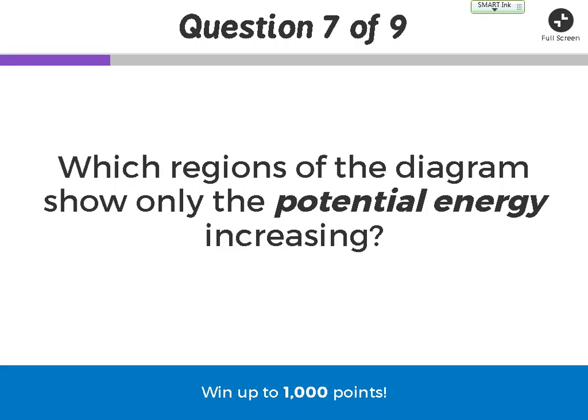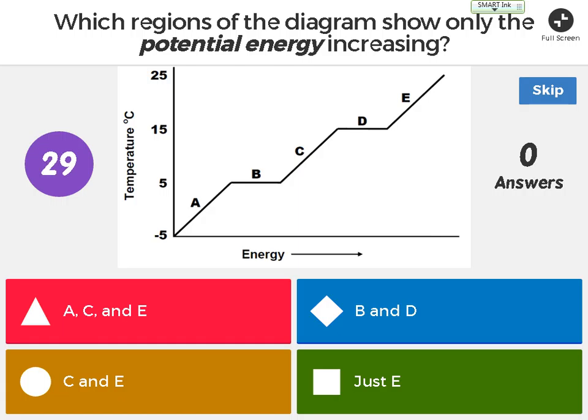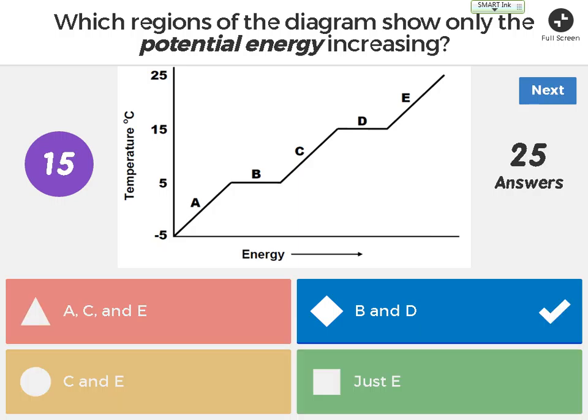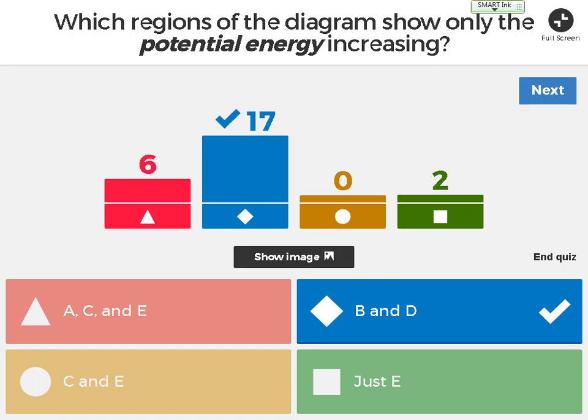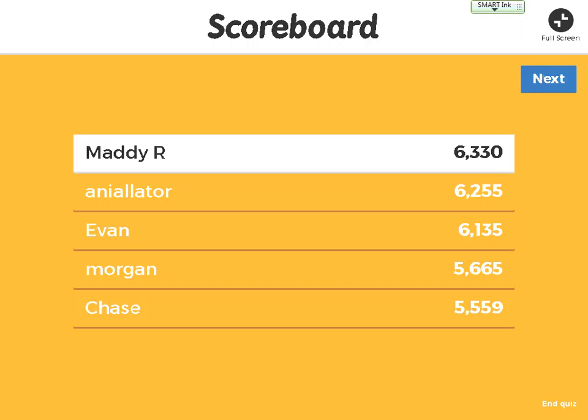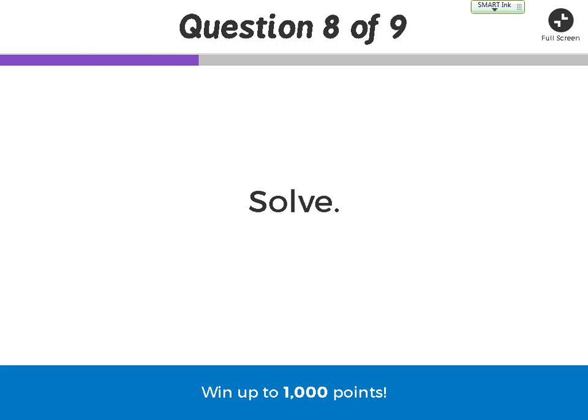Which region of the diagram shows only the potential energy increasing? All right, so the kinetic energies are where the temperature is increasing because those are directly related. Potentials are the plateaus. I literally just talked about that to make sure you guys were good there. Awesome. One more solve. I think one more solve.